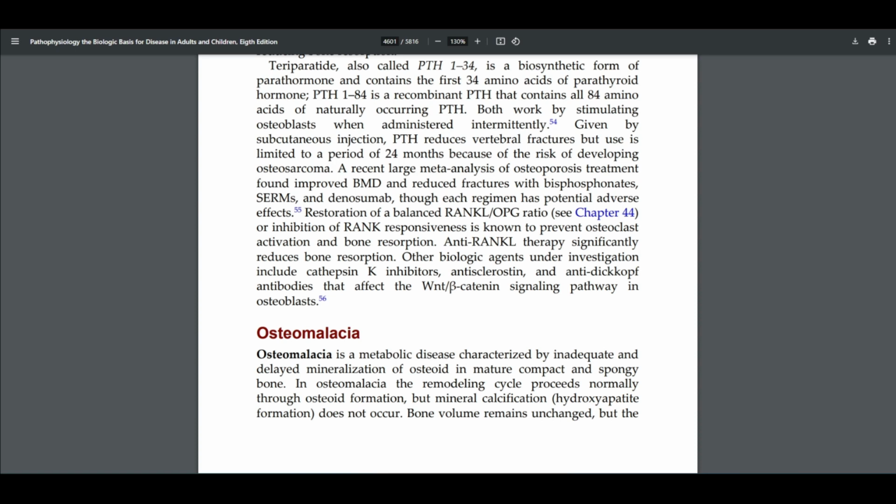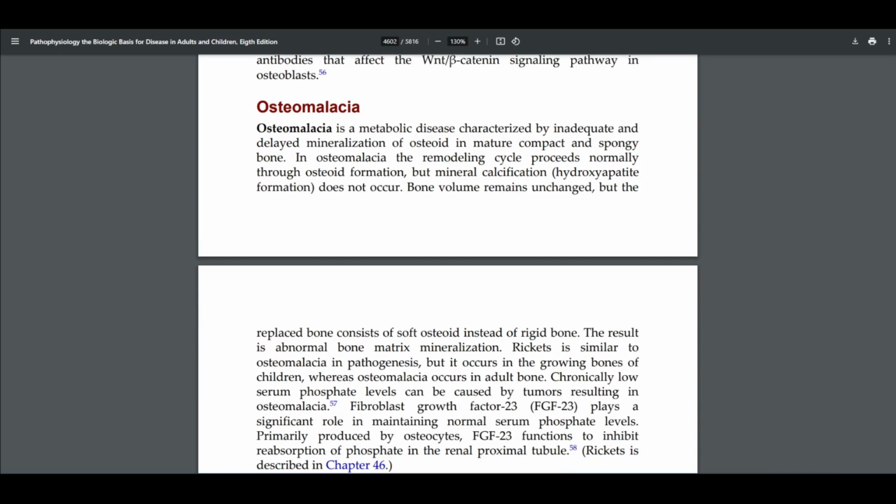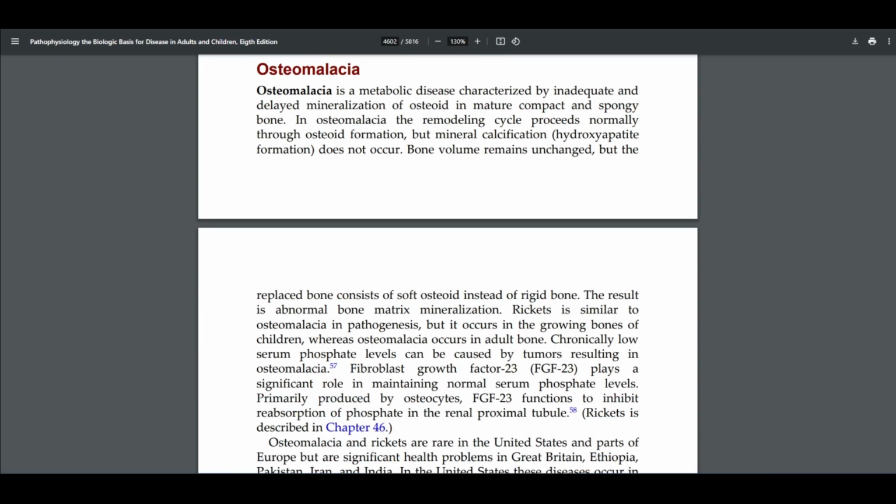Other biologic agents under investigation include cathepsin K inhibitors, anti-sclerostin, and anti-Dickkopf antibodies that affect the WNT beta-catenin signaling pathway in osteoblasts. So that was quite a bit just for osteoporosis, but it leads us to osteomalacia.